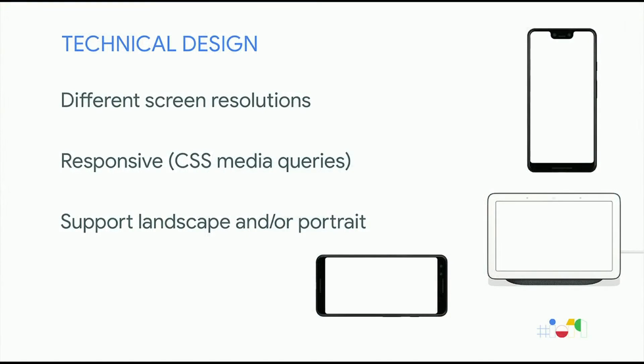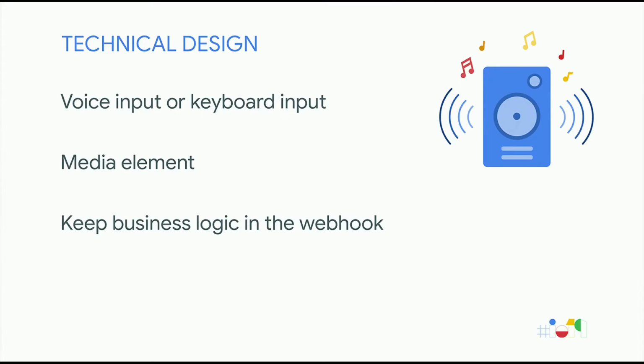From a technical point of view, start with a responsive design. So that'll help you to automatically handle different screen sizes, from small phones to smart displays, which come in different resolutions. You can use your favorite responsive framework or library, or you can just use CSS media queries. Also decide whether your game is going to support both landscape and portrait. Users should be able to use the mic or the keyboard to complete any critical conversational actions. You can provide access to any non-critical interactions via touch only if you want.